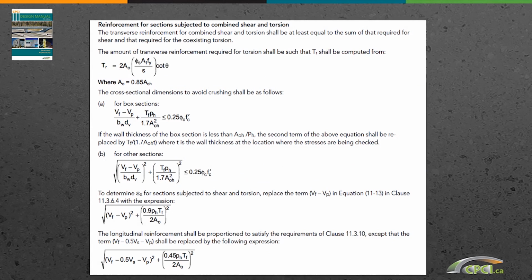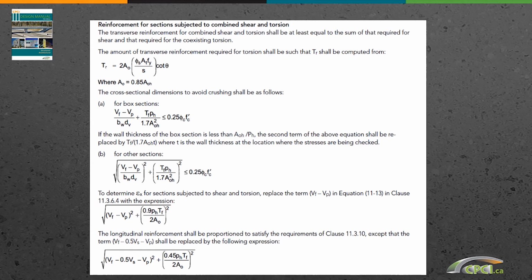Essentially, these are the three lines that need to be taken care of for sections that have shear and torsion together. This is the formula to make sure that the section will not crush or crack or crumble. This is the very second check. The first check is to check whether the torsion needs to be checked or not. If it does, then you go to the next step, which is to check whether the section will crush or not.